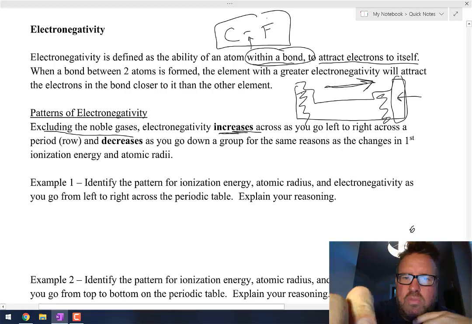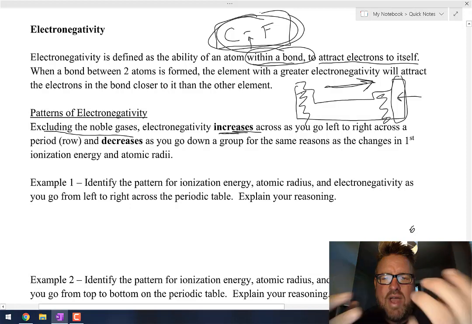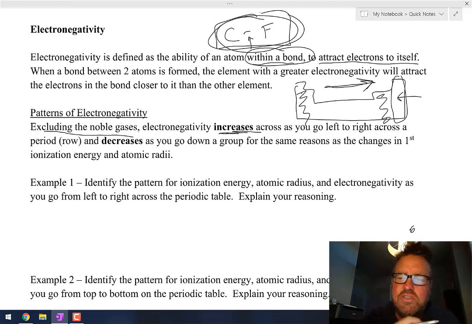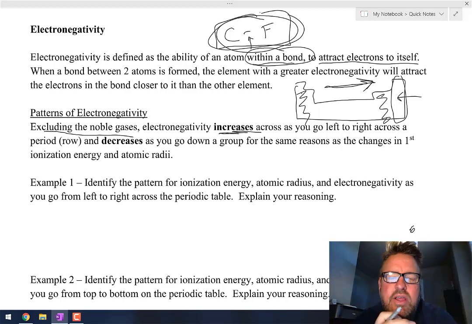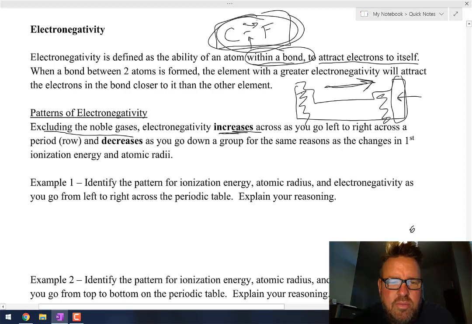So in the carbon-fluorine bond here, which of those two is going to attract the electrons more to itself is the one with the greater electronegativity. Since fluorine is farther to the right on the periodic table than carbon is, fluorine has a greater electronegativity, and therefore the electrons in that bond will be more attracted to the fluorine than they will be to the carbon.